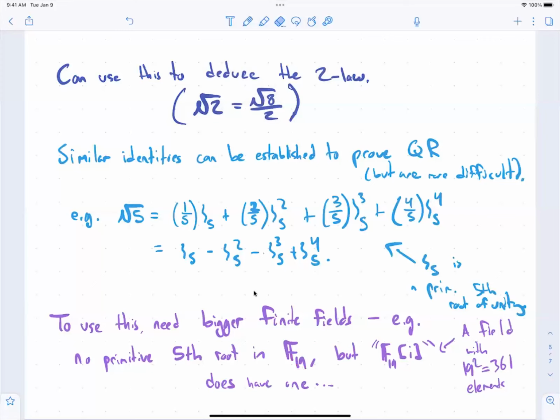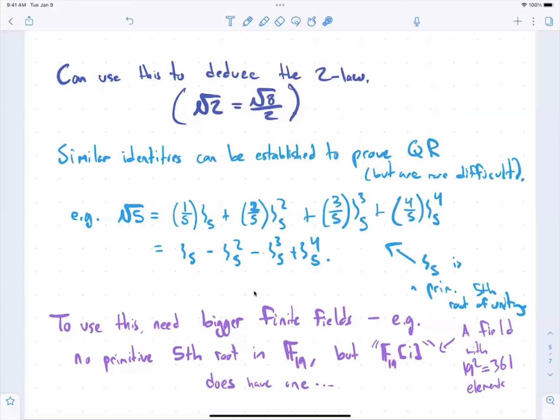It's like constructing the complex numbers from the real numbers by adding a square root of -1. You can construct a new field by adding a square root of -1 to F19. We'll call it F19 brackets i. This is still a finite field, but now it has 361 elements, which is 19 squared. It is not the same as working mod 19 squared. Arithmetic here is not arithmetic mod 19 squared. It's really something new we haven't seen.